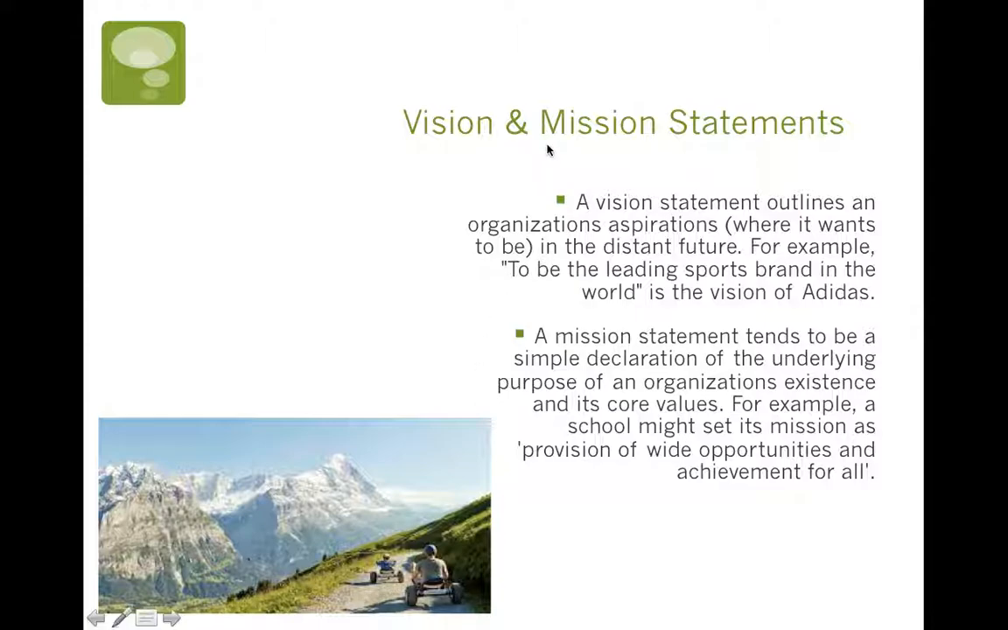So, objectives. Starting with the vision and the mission statement, if we take the idea of the mountain range over here, the top of the mountain is the vision. This is where we want to go. Okay, it outlines an organisation's aspirations, where they want to be in the long and distant future. They're usually very, very overly optimistic, very vague statements. Gap, the clothing company, has a vision statement that says we want to clothe the world. Adidas says they want to be the leading sports brand in the world. These are statements that describe where they want to go.